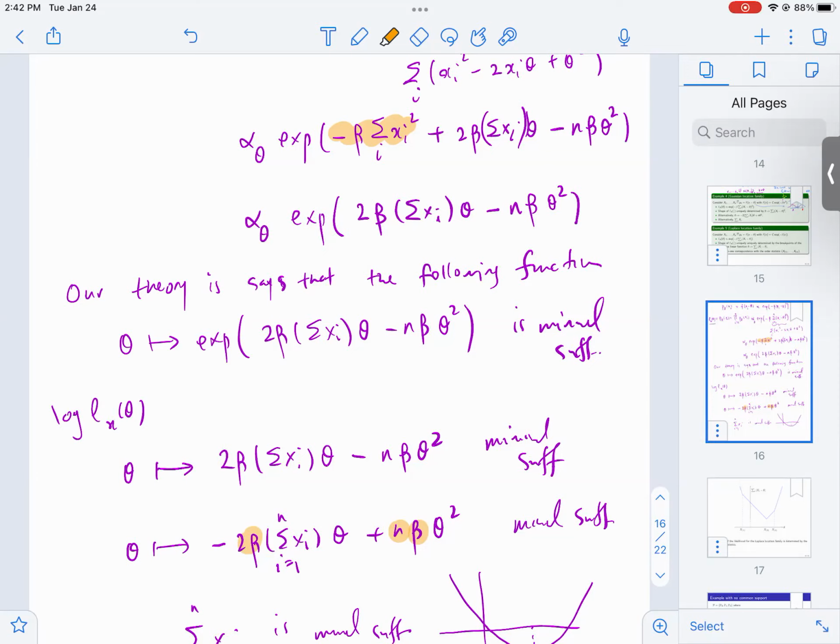Where is it? This one, right? Why doesn't it show up? Sorry, let me see if I can. I think I lost the connection here.